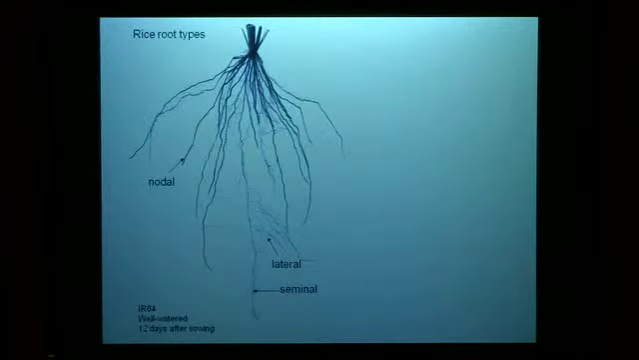So I thought I would start with just giving a little bit of background about rice roots, so that we're all on the same kind of terminology. So this is a rice root seedling.